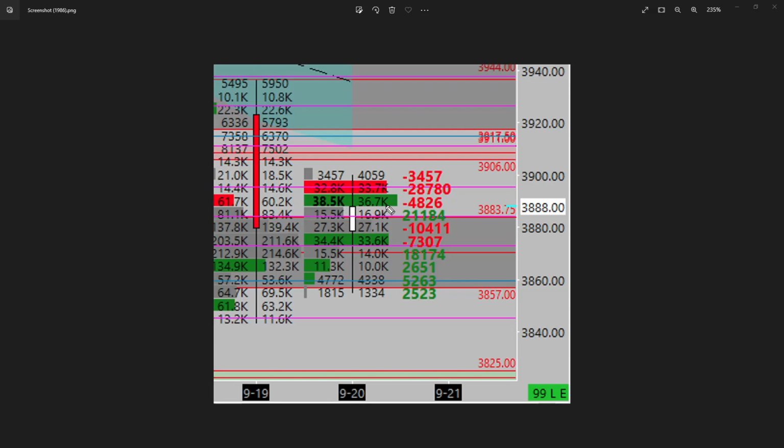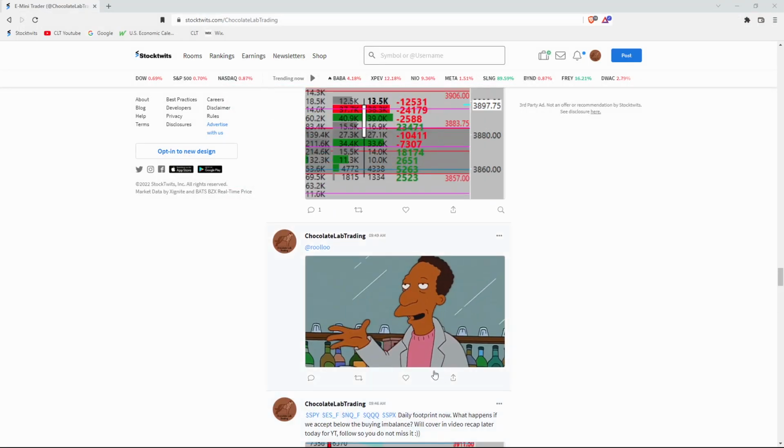Alright, so what happens if we accept underneath this buying imbalance into these thin volume nodes? Well, we're likely to trade into it, right? We spoke about this tons on the YouTube. Yeah, so won't bore you guys with that. And we could see we should take note of the transacted volume up here. But all good signs, still monitoring the tape.